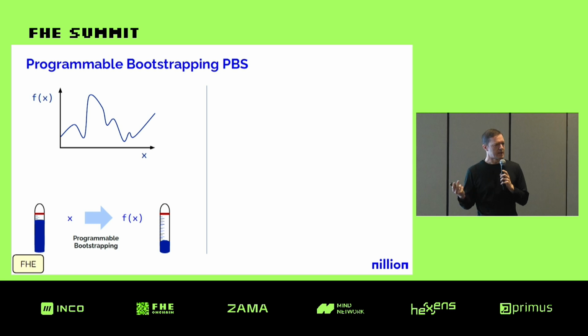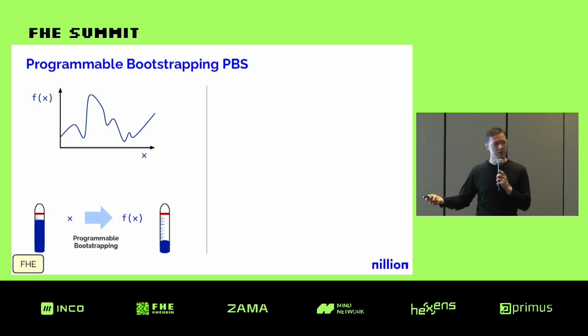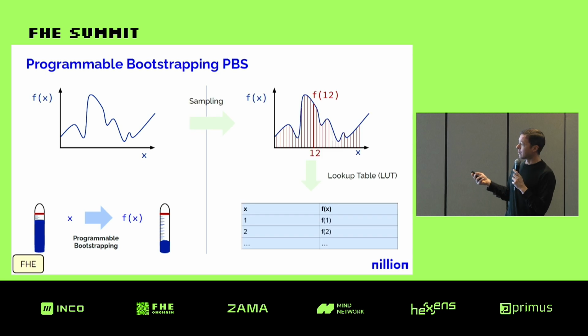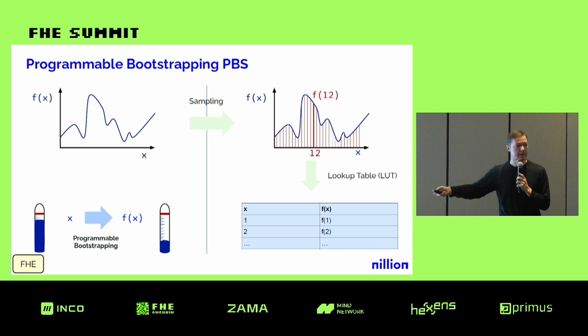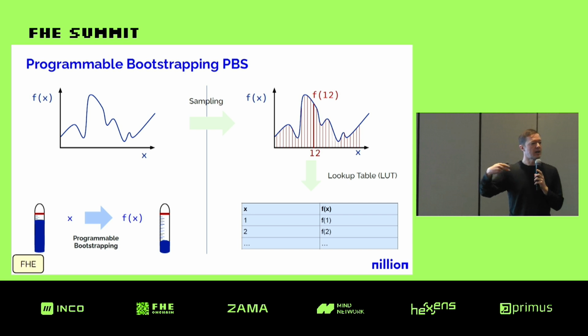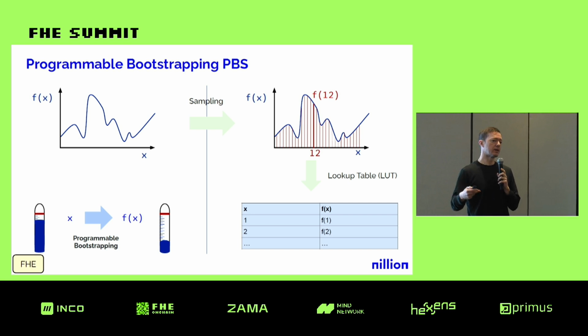So what is a lookup table? Let's explain it from the standpoint of FHE. In TFHE, you have this programmable bootstrapping, which enables you to reduce the noise in a ciphertext, but at the same time, you can evaluate a function on the input from that ciphertext as you do so. And the way it works is that you sample that function, and then you put the samples on a table, that's the lookup table, and then you evaluate it obliviously, so you don't leak what row of the table you're actually reading.